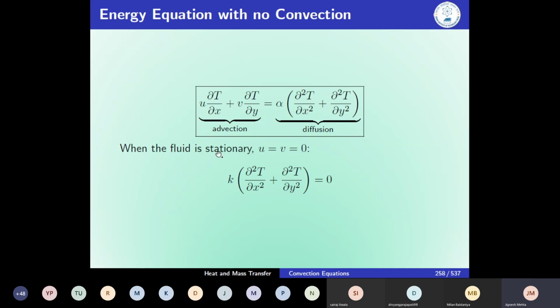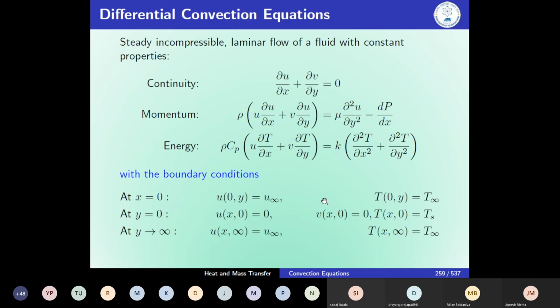Okay, if the fluid is stationary, then advection won't exist. So the second term, the summation of these two, will be equal to 0. So now you have three simplified equations for incompressible flow.